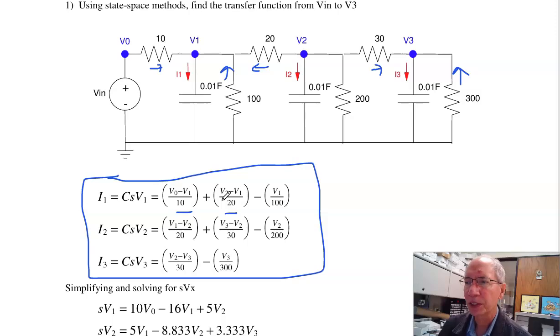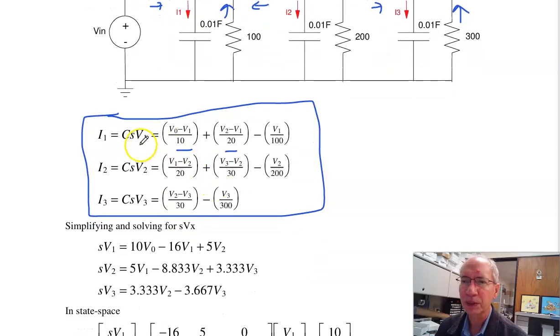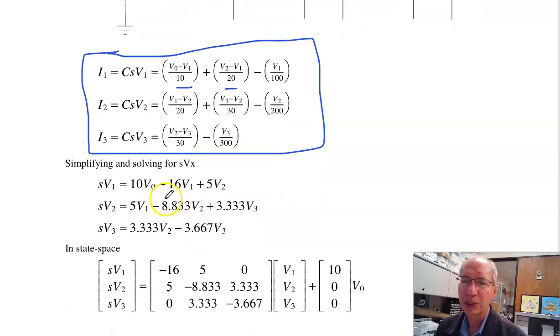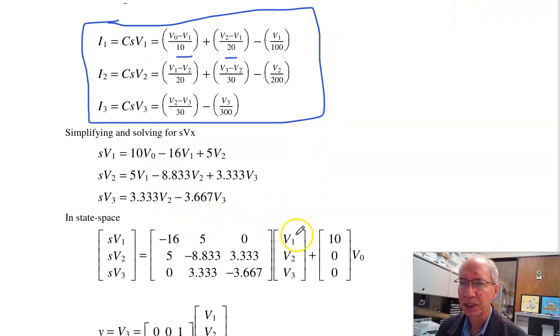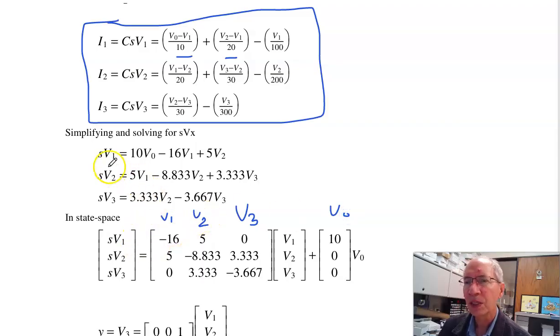To find the transfer function, we'll put it in matrix form, meaning state space, throw it in MATLAB, and find the transfer function. So first what I do is plug in C, solve for the derivative, group the terms, and express these in matrix form. If I make the states V1, V2, V3, what I like doing is reminding myself: first column is times V1, second column times V2, V3, and V0, or Vn. So the first equation, sV1 is 10V0 minus 16V1 plus 5V2.